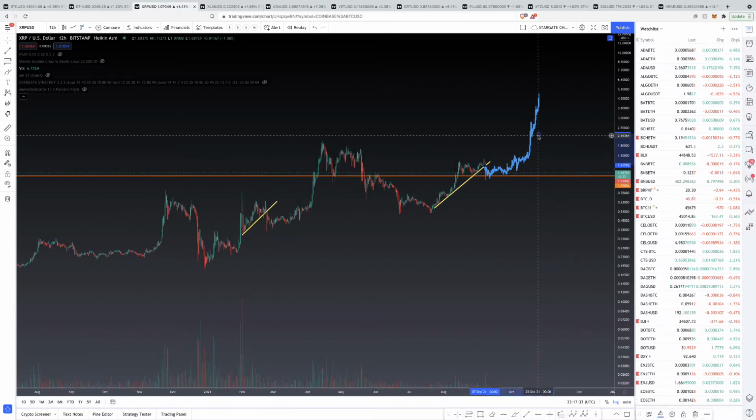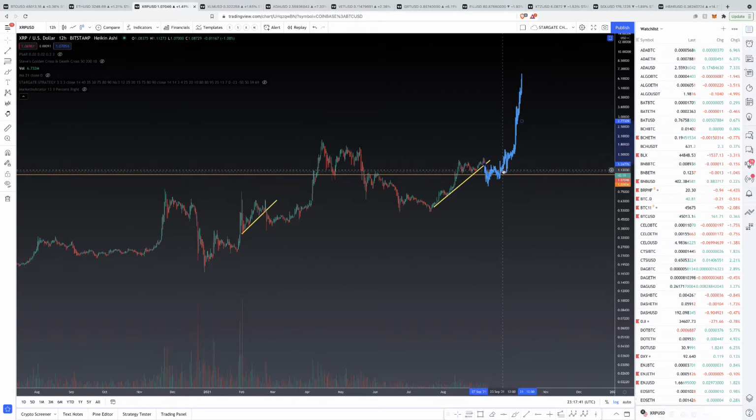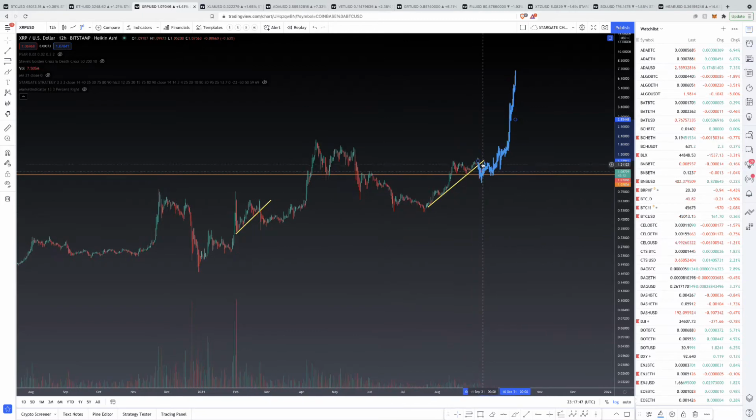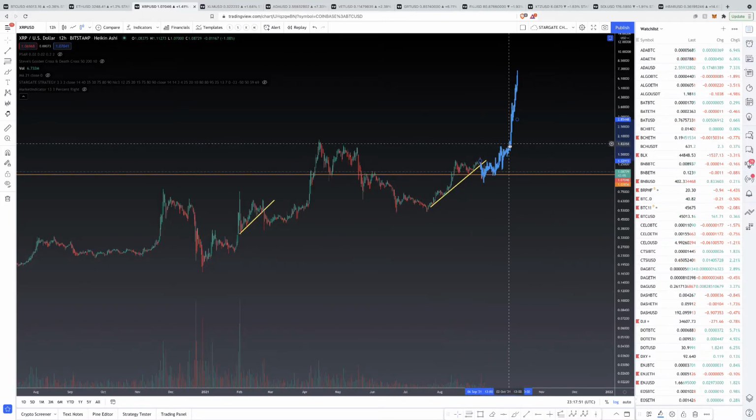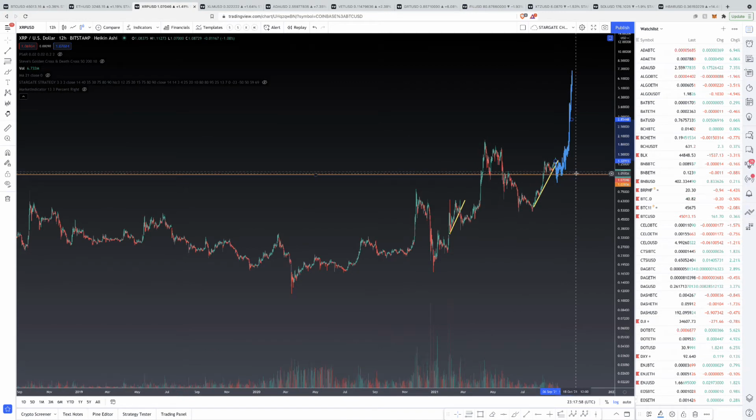And I feel as if this is not going to be as elongated, that it's going to be more squished up like this, and it's going to be a more explosive move. So I think we're going to see not this long sideways action that goes on for a month, but maybe a week or two. Then by the end of September, we're going to really start to get up to the $2 level. And then by early October, we're going to break out like crazy.